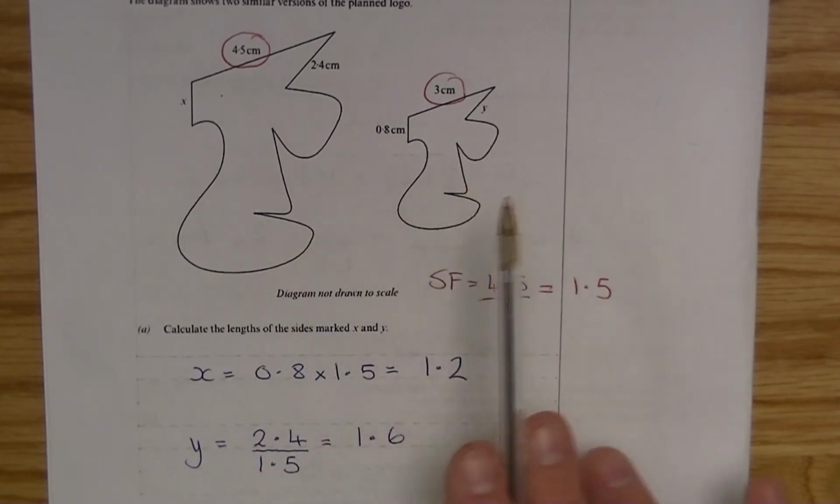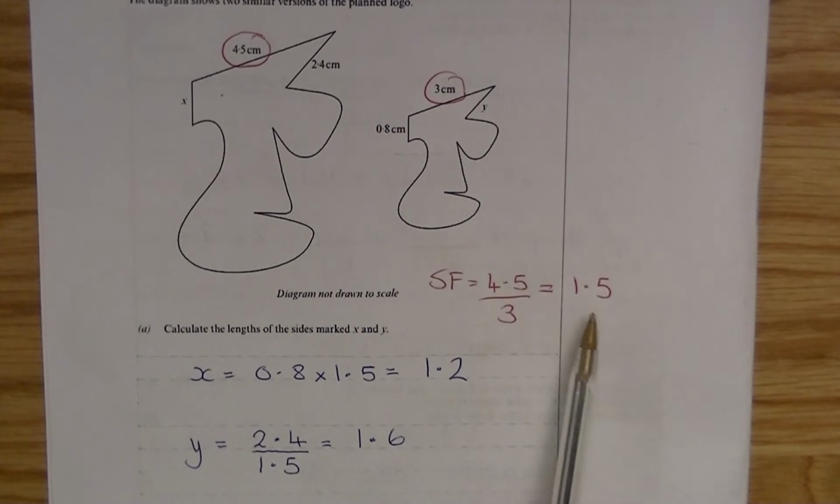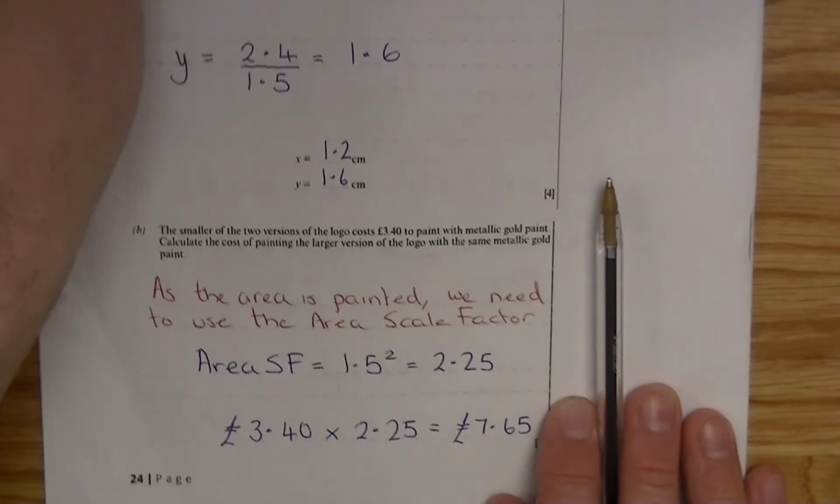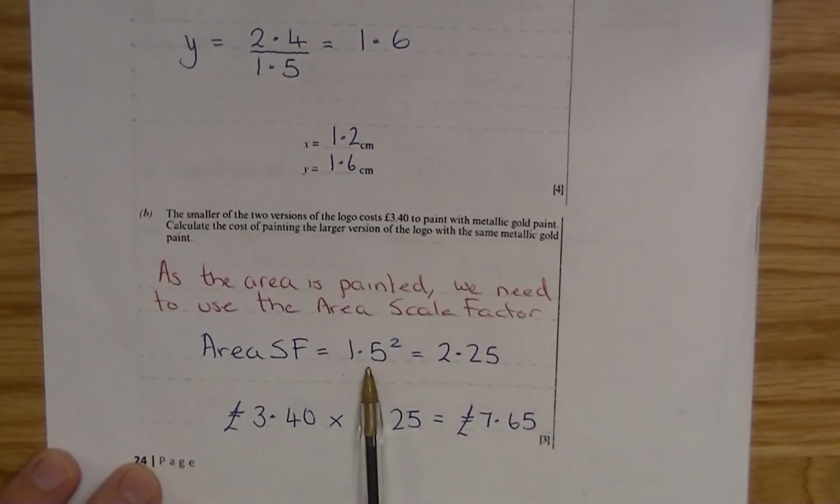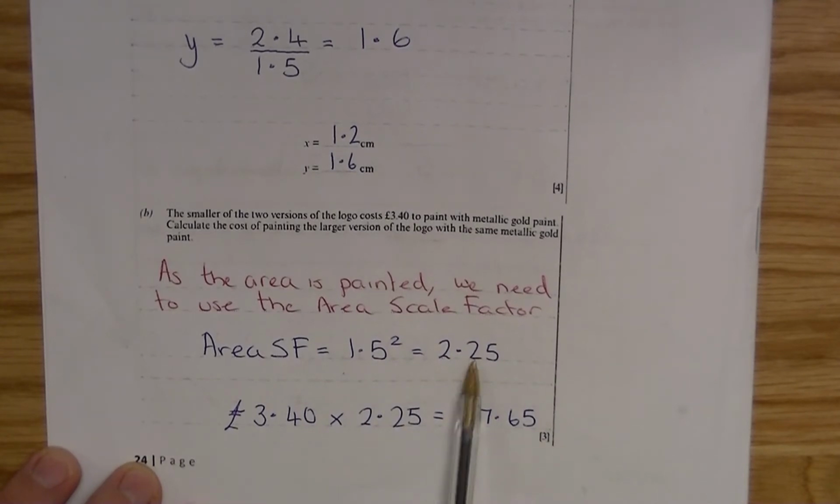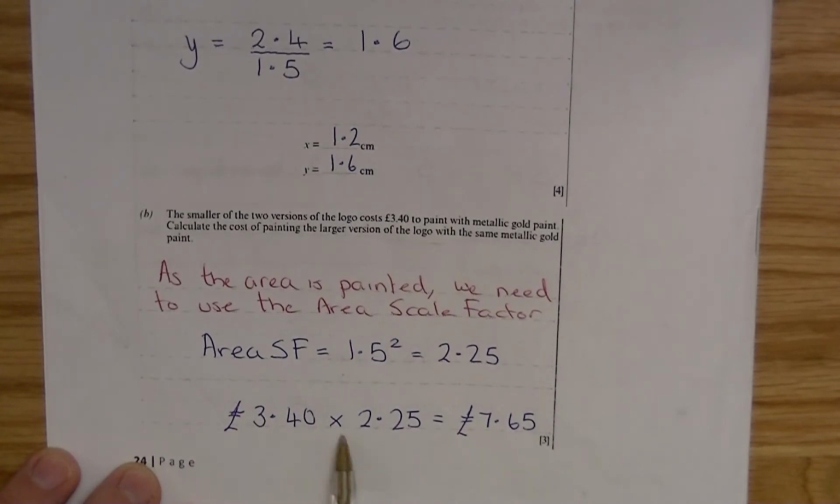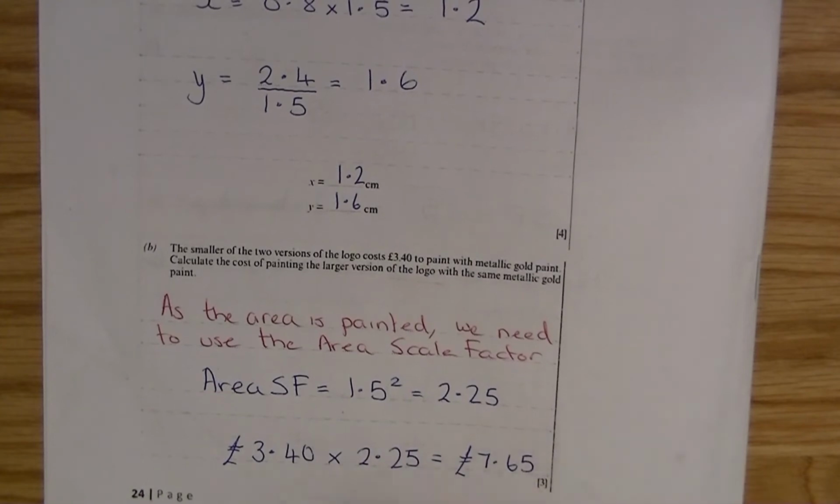So it's not just a case of taking the £3.40 and timesing it by that scale factor, because that's the length scale factor. So what I've said is, actually, I need the area scale factor, which is the scale factor squared, 1.5 squared, which is 2.25. So whatever cost it was to paint the small one, I'm multiplying that by my area scale factor, and I get £7.65. Okay, that's the end of the booklet.